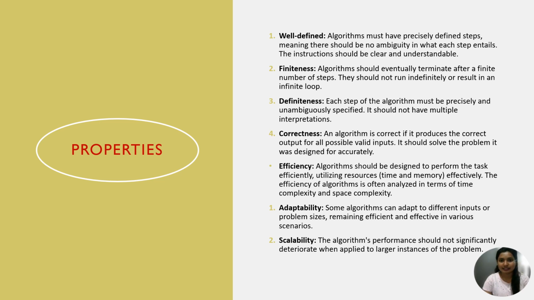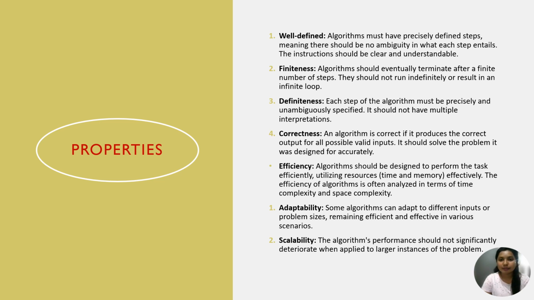Next, definiteness. Each step of the algorithm must be precise and unambiguously specified. It should not have multiple interpretations. Correctness. An algorithm is correct if it produces the correct outcome for all possible valid inputs. It should solve the problem it was designed for accurately.